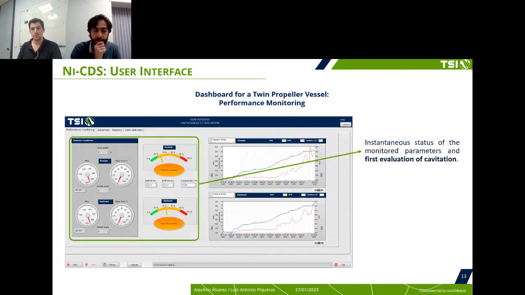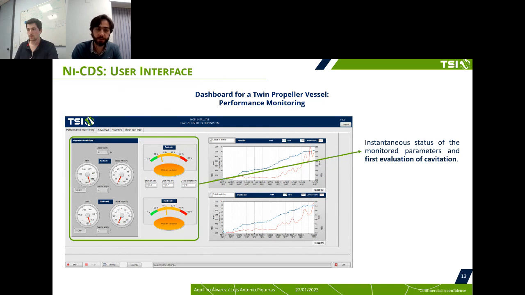The system reflects the results through this dashboard. We are showing here, as an example, a trim propeller vessel. All this information is from a real vessel we already monitored.